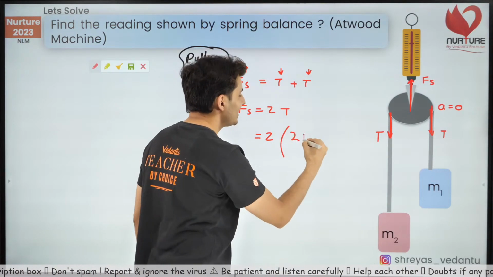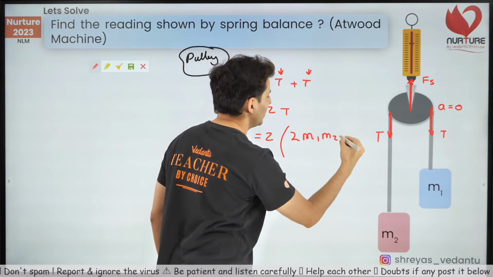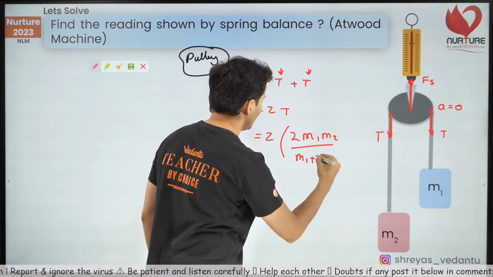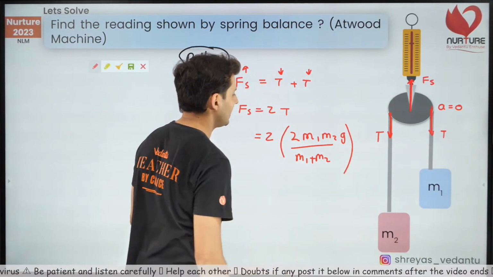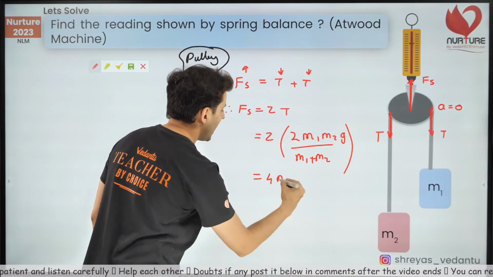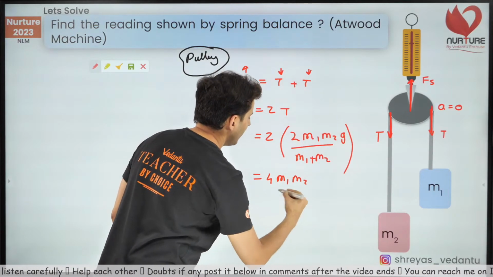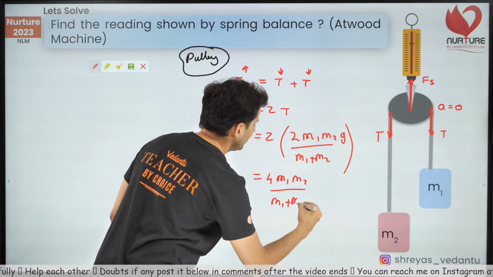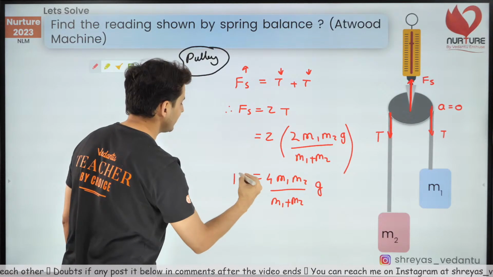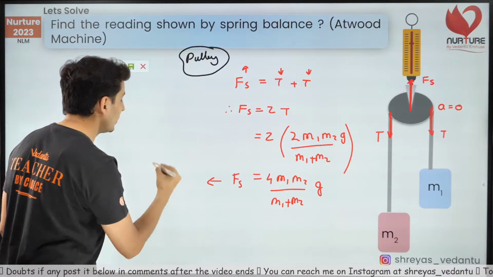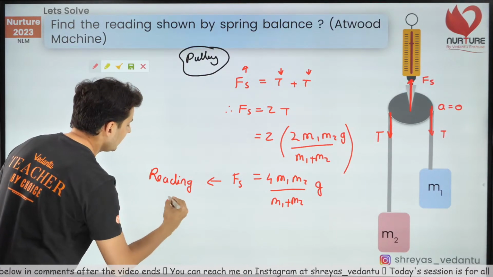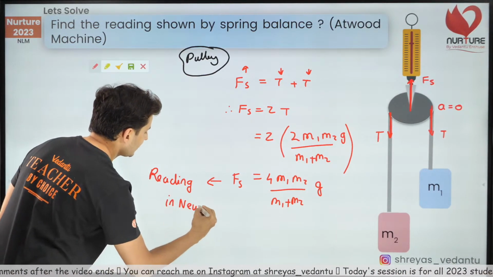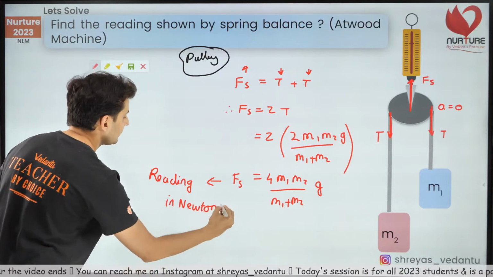What are you going to do? Just put 2 m1 m2 divided by m1 plus m2, the whole, oh by the way, there was g also, yeah, g, and that's it. So hence it is 4 m1 m2 upon m1 plus m2 into g. So that is the spring force. The spring force will be the reading shown, the reading in newtons.